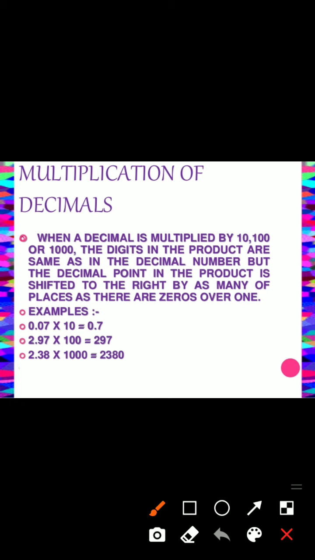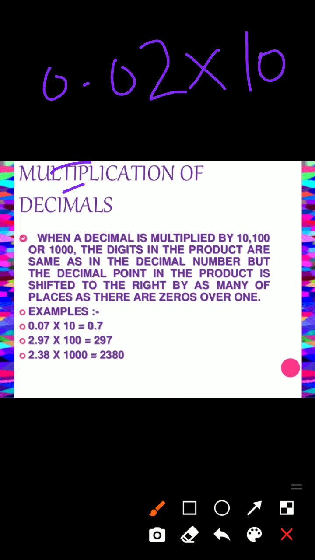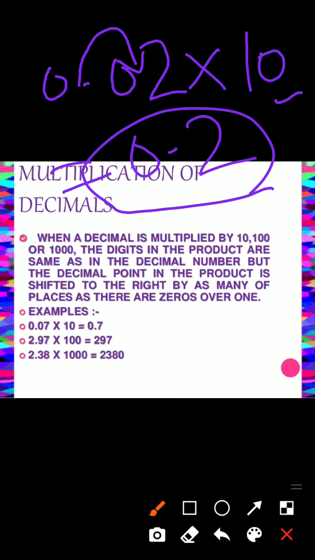Whenever you multiply a decimal number by 10, 100, or 1000, remember this. If you want to multiply 0.02 by 10, what will be your product? How many zeros are here? 1 zero is there. It means the decimal will shift towards the right-hand side, so your answer will be 0.2. You will write 0.2. This will be your correct answer.